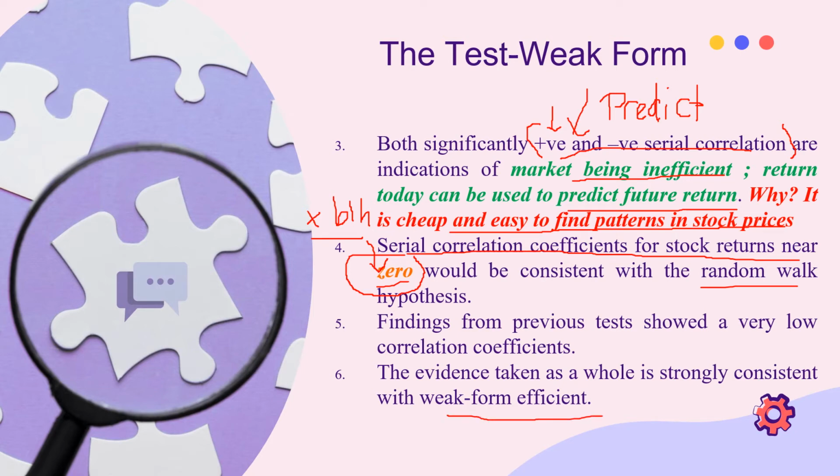So what you have to know, the result of the test weak form, which is have positive, negative and zero. So positive and negative kita boleh predict and zero kita tak boleh predict. So predict is indication of market being inefficient. Okay, so itu adalah test untuk the test for weak form.